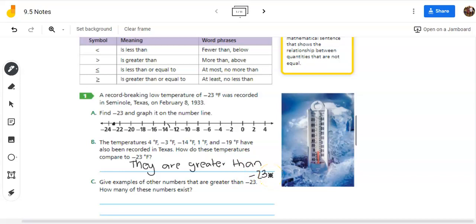C, give examples of other numbers that are greater than -23. So we can use 2, 5, 100. There's lots of different numbers that we can use. How many numbers exist? An infinite amount of numbers, because numbers never end, right? So infinite numbers exist.